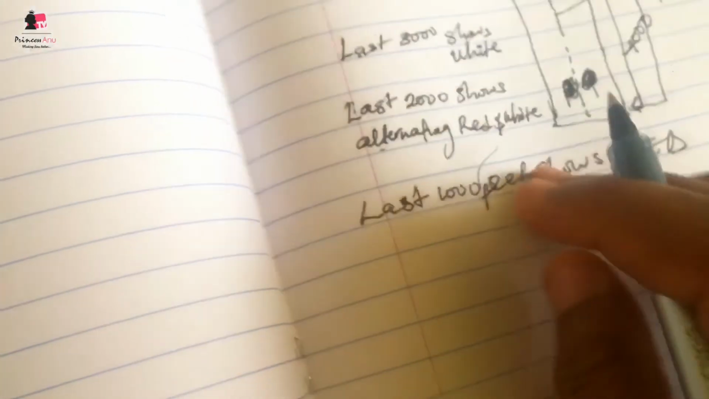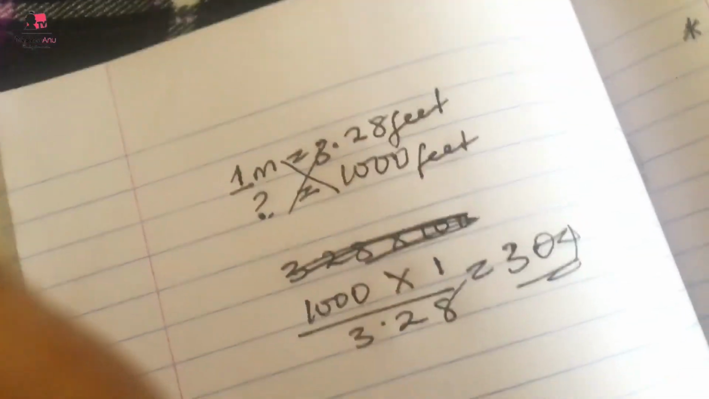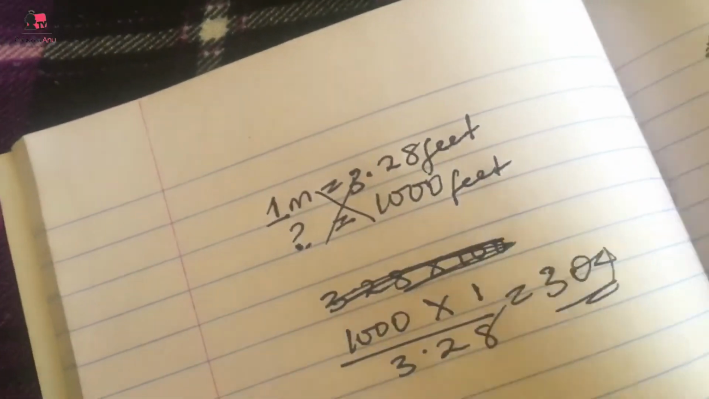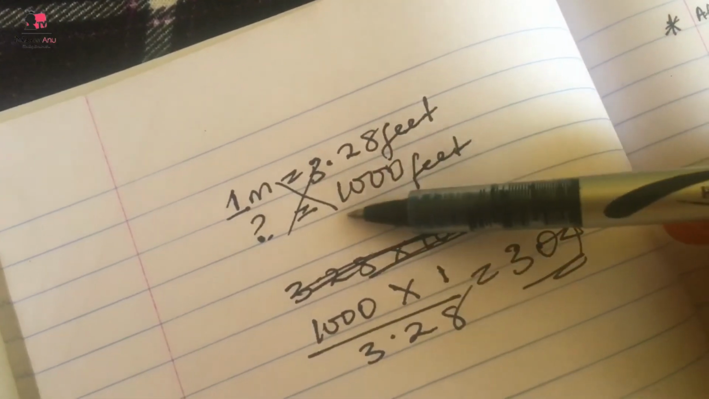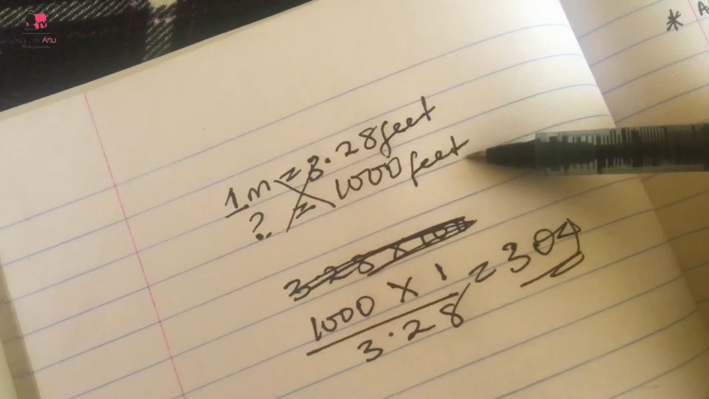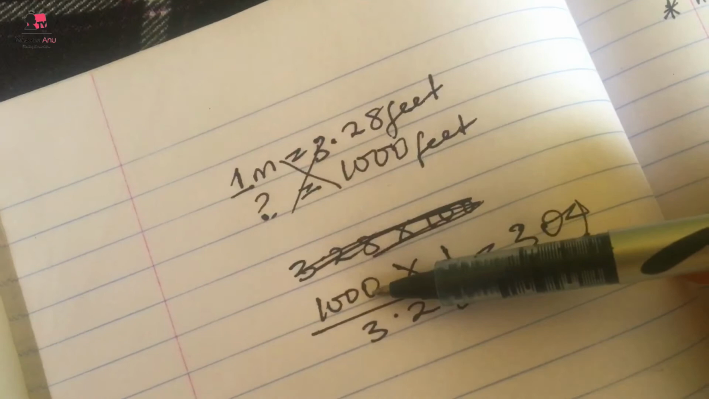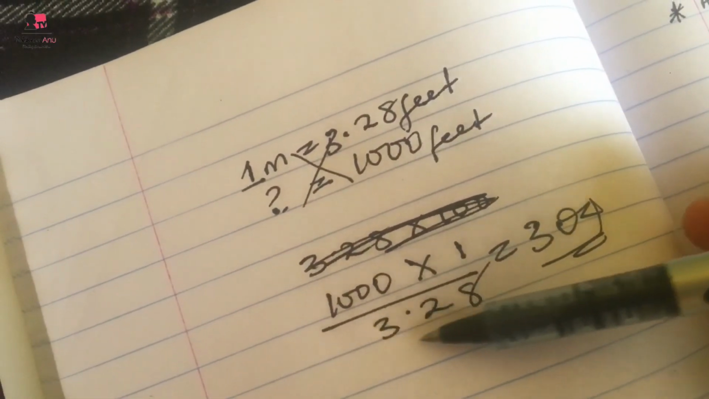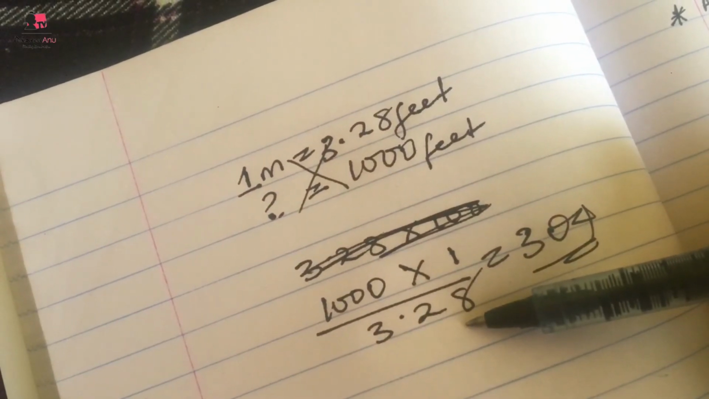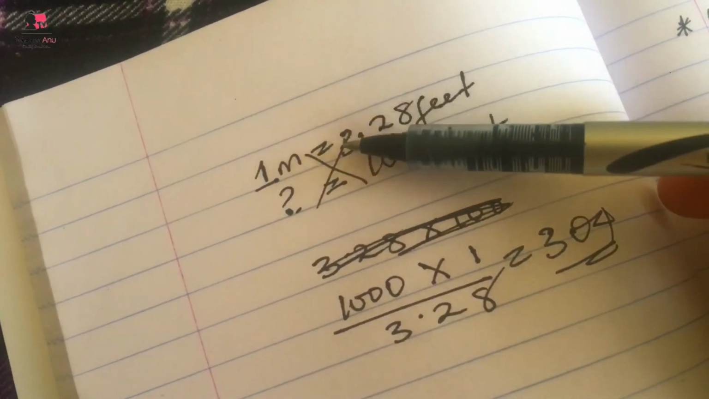But now in our options, we are not given 1,000 feet, 2,000 feet, 3,000 feet. So we have to solve this equation to be able to get this, and I just quickly scribbled this so that the video doesn't get too long. 1 meter is equal to 3.28 feet, and now we are looking for what 1,000 feet will be in meters. So if you cross multiply, you're going to be getting 1000 times 1 divided by 3.28, and it's now going to give you 304.